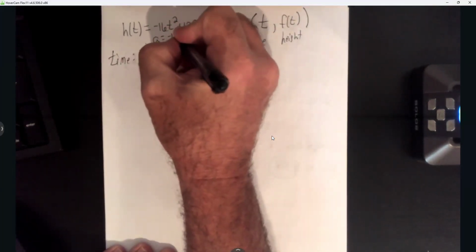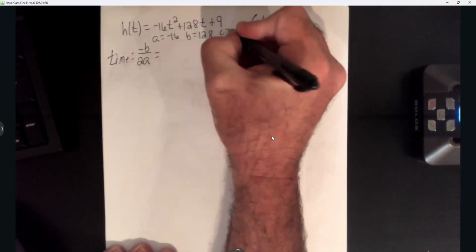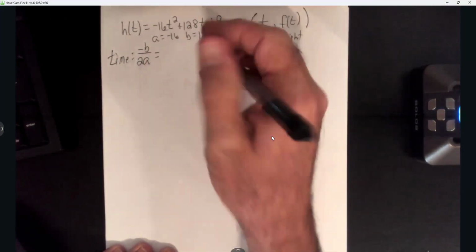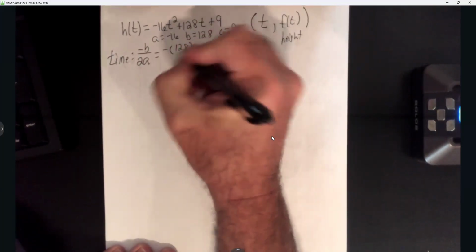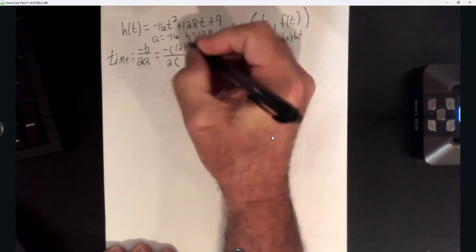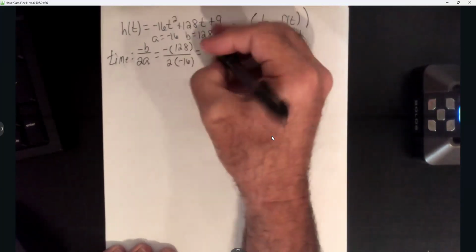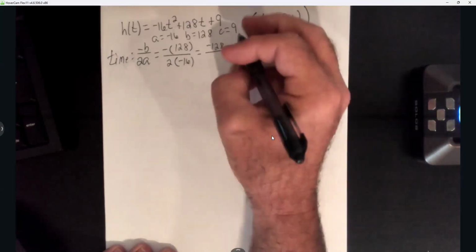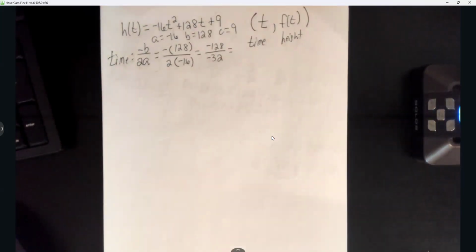A is -16. B for me is 128. And C is 9. All right, that's going to be negative times B, which is 128, over 2 times A, which is -16. So negative times positive is -128. Positive times negative is a -32. So y'all, let's see what we get on that.